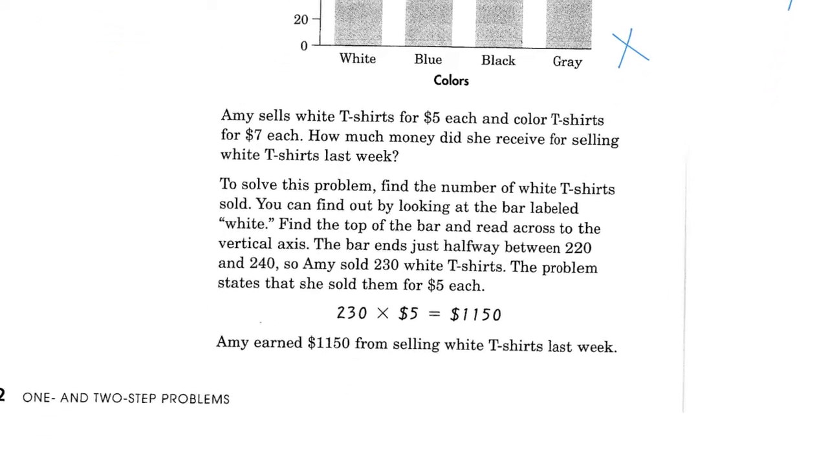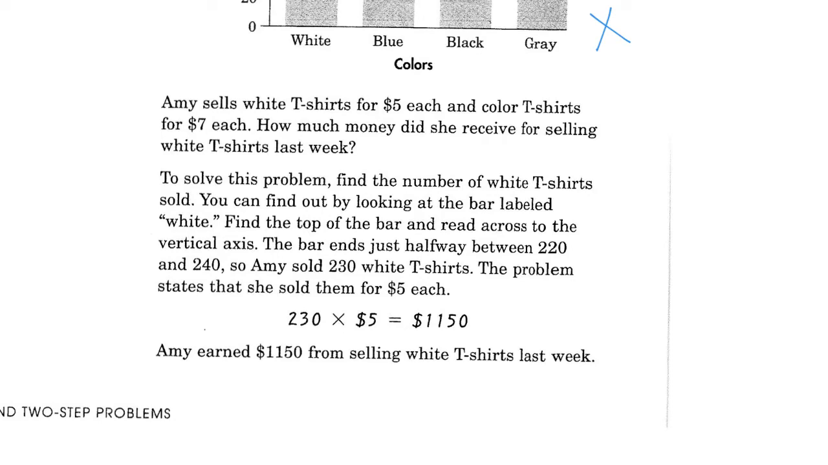So it says to solve this problem, find the number of white t-shirts sold. You can find out by looking at the bar labeled white. Find the top of the bar and read across to the vertical axis. The bar ends just halfway between 220 and 240. So Amy sold 230 white t-shirts.